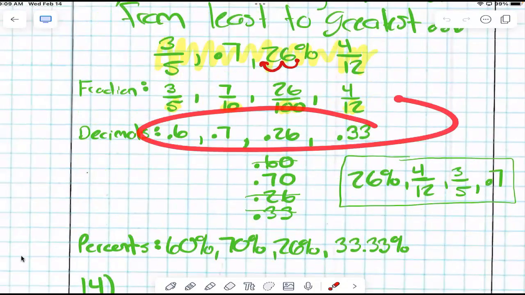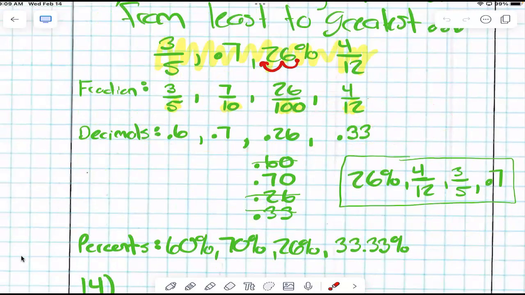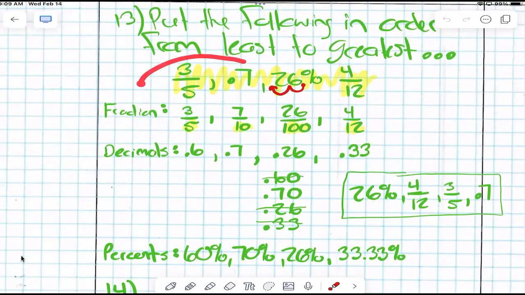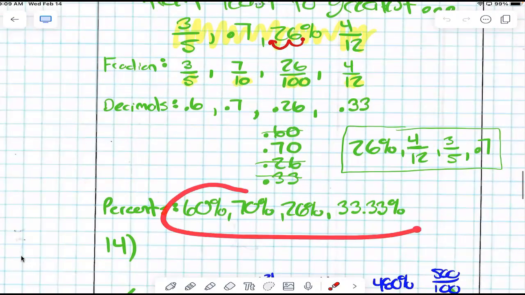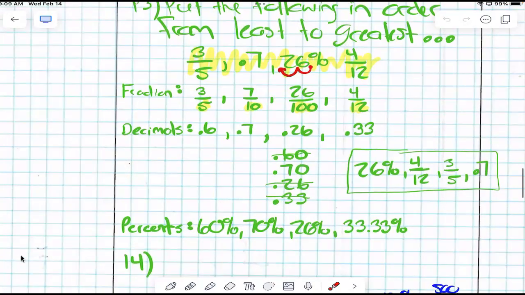So then we decided to put it in decimal form. Does that make it a little bit easier? We converted all of these numbers right here down to decimals, yes? Stack them and put them in order. Does that make things a little bit easier? You could also do percents, a little bit more of a process, but I think percents are pretty cool too. Fractions are really hard because you don't have common denominators.